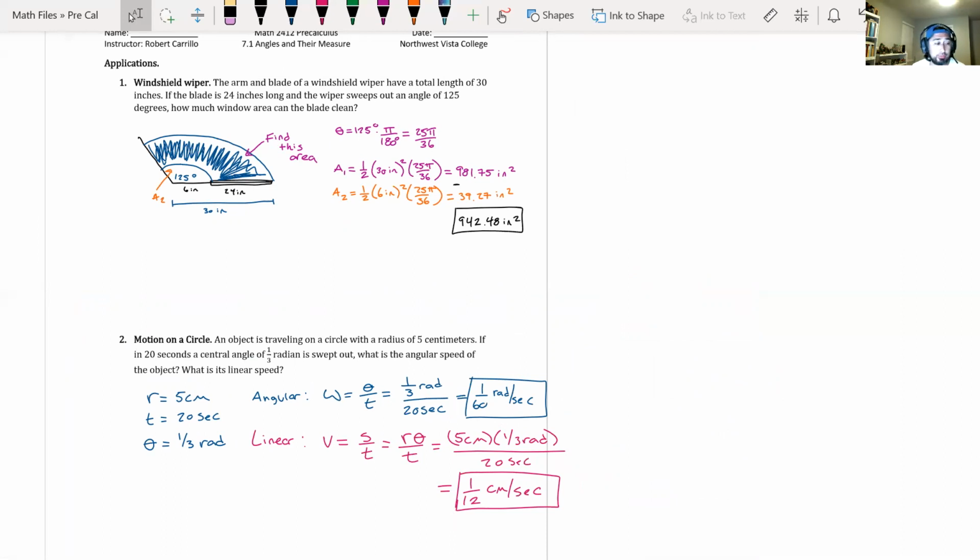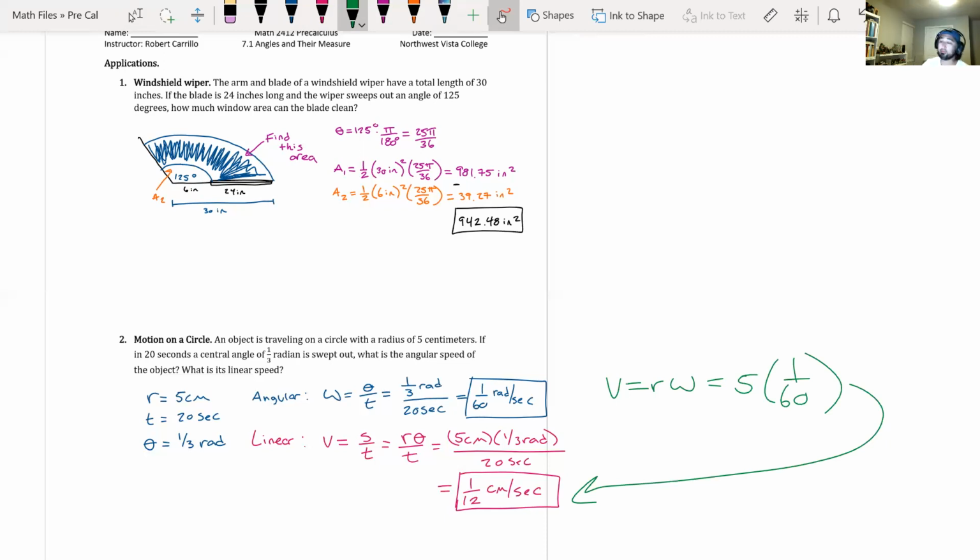All right. So, any questions on those two? Could you, instead of doing that, have just plugged in V equals R omega? No, because we were not given revolutions per unit of time. You pretty much have to solve for both of them. Exactly. Oh, I see what you're saying. R times omega, right? It's a nice shortcut. We found out what omega was, so 5 times 1/60, yeah, you would get 1/12. So that works too, but it wasn't given for that problem.